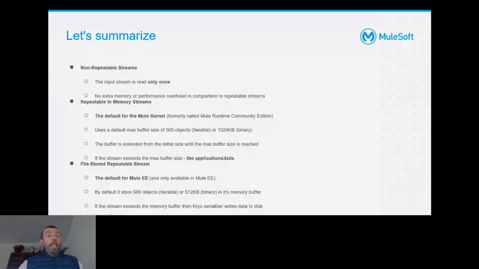The third and the last type, file-stored repeatable stream. This is in turn the default for Mule Enterprise Edition. It is the one which uses the disk storage. By default, it has some initial size for this in-memory buffer. Once we exceed this memory buffer, we start serializing data on disk. This type of stream uses the Kryo serializer, which performs and operates better than the standard Java serializer, but also has its small drawbacks.